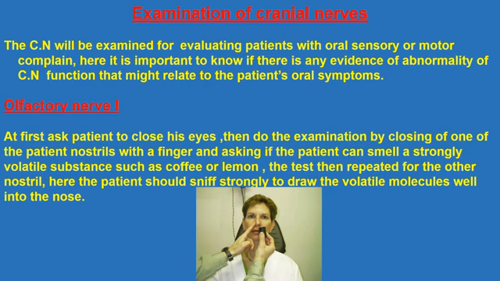Its examination, as we see in the photo, is by asking the patient to close his eyes, and the examiner should close one nostril, and approach a cup in which there is coffee or lemon, and ask the patient to smell and ask him what this is. You can repeat it two or three times, and then close the other nostril and repeat the question.